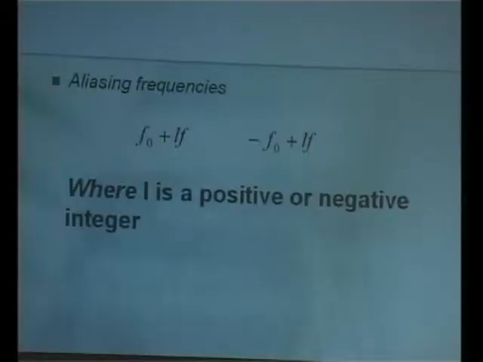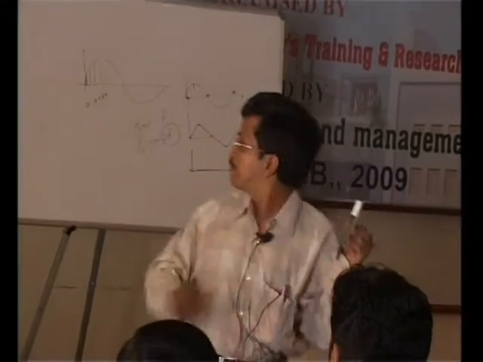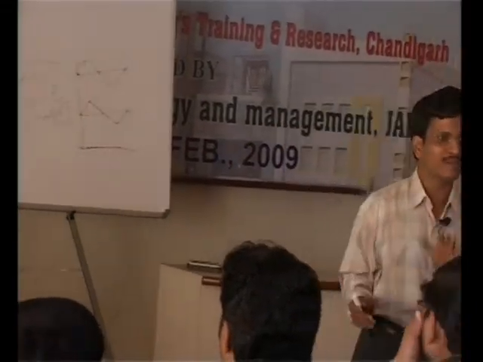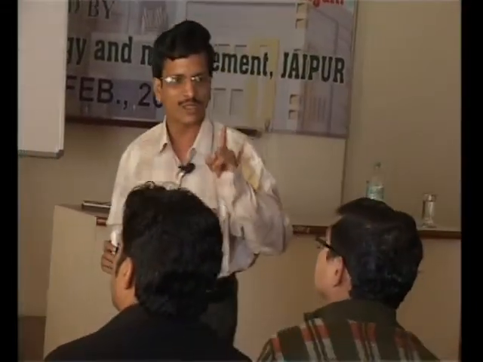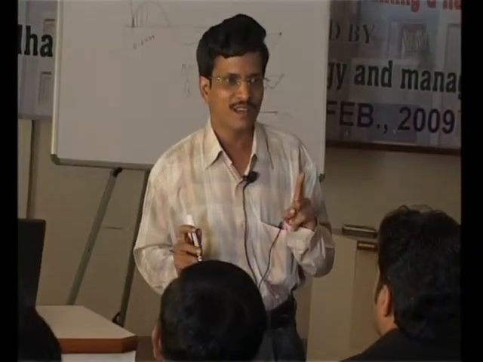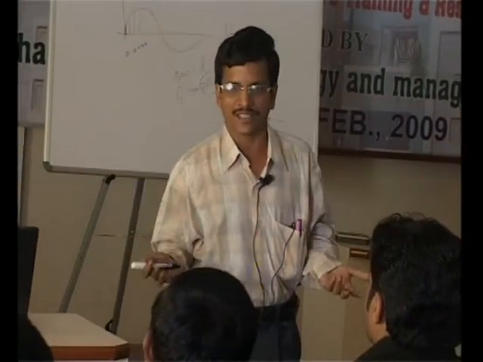So for a signal f0, what are the aliasing frequencies? If a signal of frequency f0 is sampled at a sampling rate of fs, the aliasing frequencies are f0 + l·fs and -f0 + l·fs. Are you clear now about the concept of aliasing? Okay, so this is the aliasing.